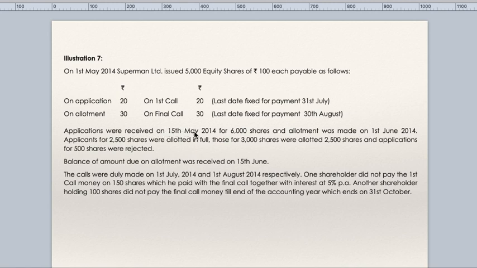Applications were received on 15th May 14 for 6,000 shares, and allotment was made on 1st June 14. Issued capital is 5,000 shares, but number of applications received are 6,000. More applications are received. This is the case of oversubscription of shares. Applicants for 2,500 shares were allotted in full. Those for 3,000 shares were allotted 2,500 shares, and applications for 500 shares were rejected.